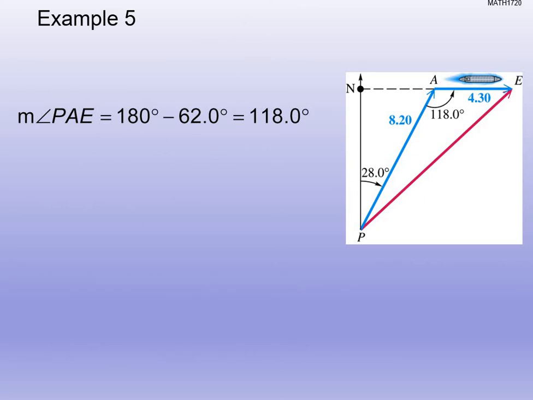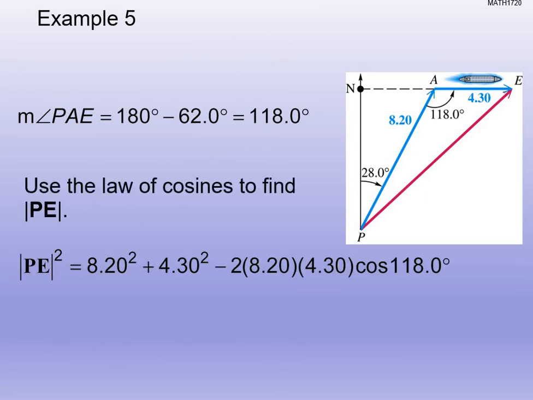Okay, so using that 118 degrees and the law of cosines, because we know one distance is 4.3 and the other distance is 8.2, we substitute into the law of cosines, making sure your calculator is in degree mode. All right, and we get that PE squared is 118.4, so we have to square root that answer. You should approximately get 10.9. So the vector PE is 10.9 miles.